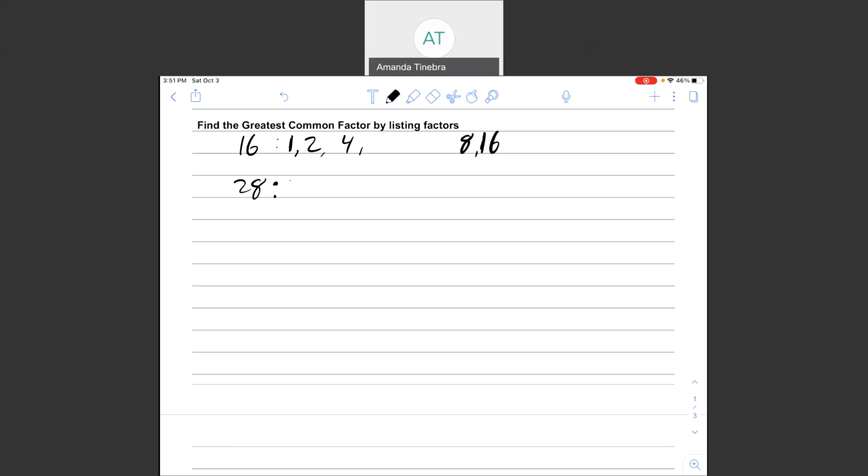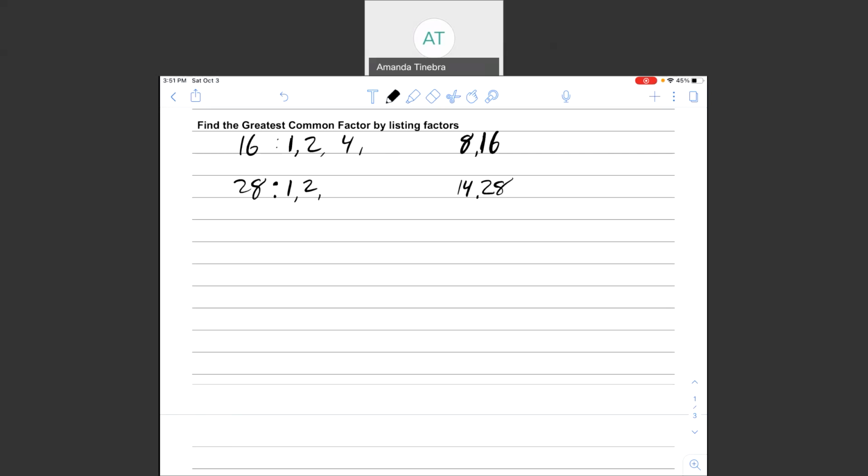Okay, so I always start with 1. That's the smallest number. It goes into everything. And 28. So if I have 1 and I have 28, okay, we're now going to come up with anything that's in between 1 and 28 that might go into 28. 28 is even, so I know 2 will go into it. 2 times, I could use my calculator, or if I know in my head, it's 14.